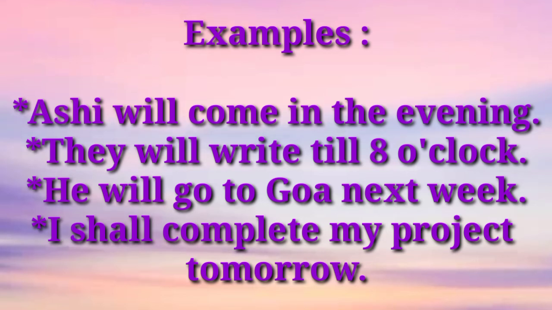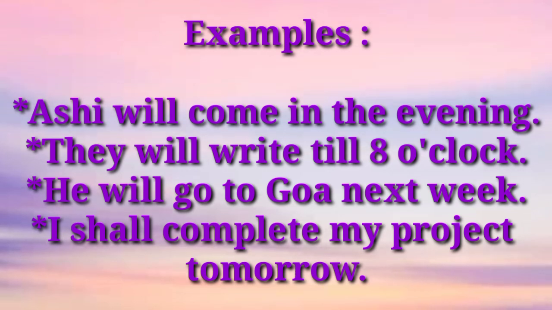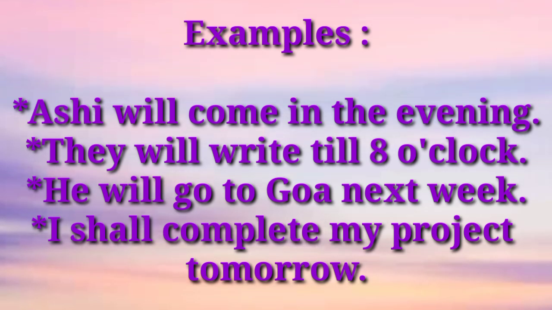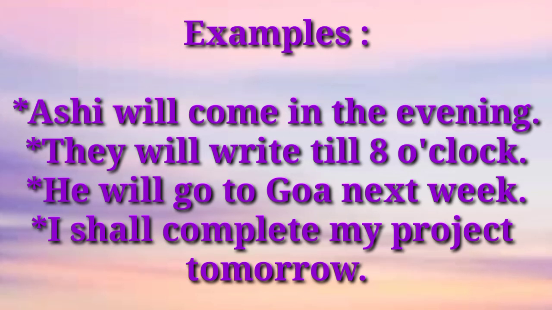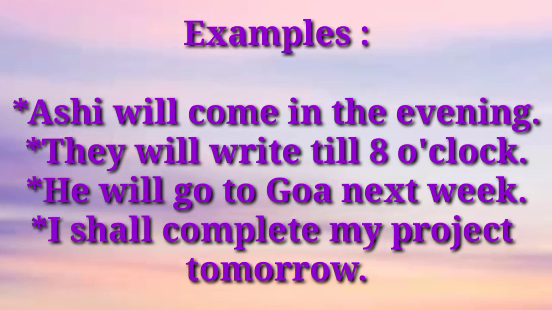Ashi will come in the evening. They will write till 8 o'clock. He will go to Goa next week. I shall complete my project tomorrow. So, will come, will write, will go, shall complete. These are the verbs in these sentences. Will and shall are the words which tell us that these sentences are in future tense. There are some words like next week, tomorrow. These also express that the sentences are in future tense.